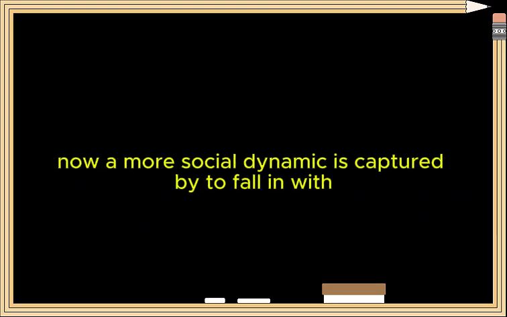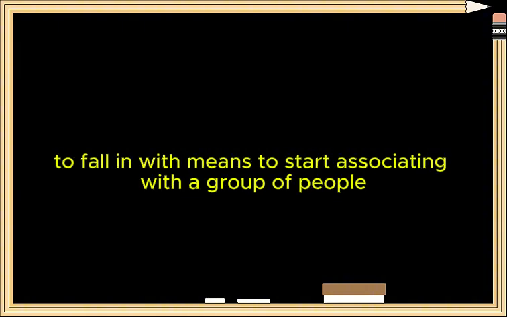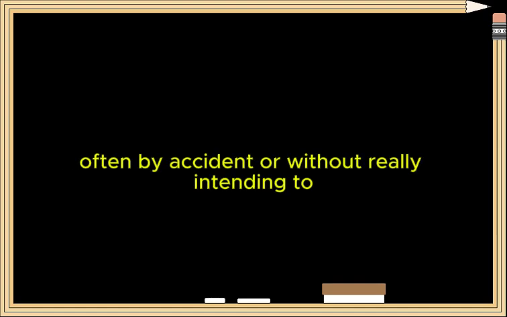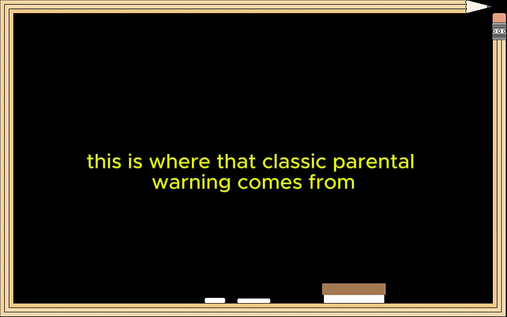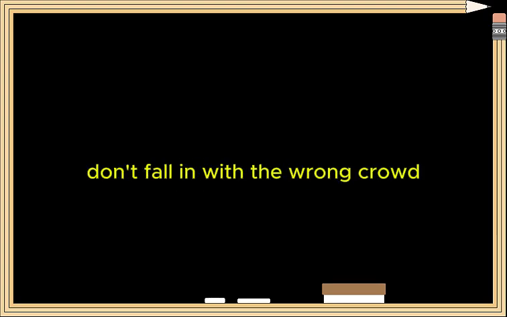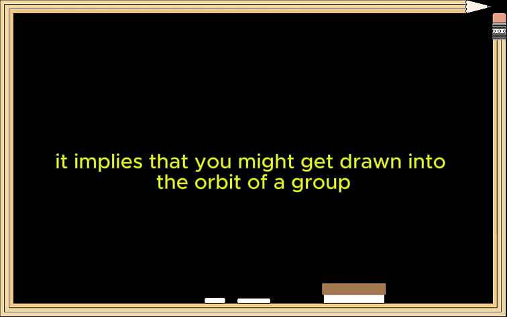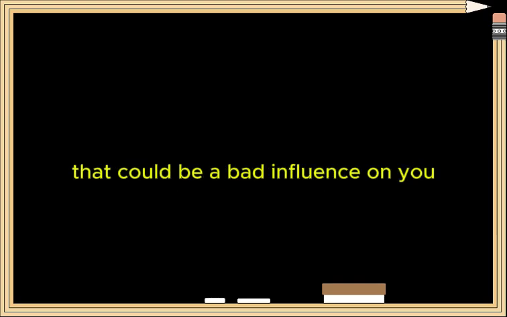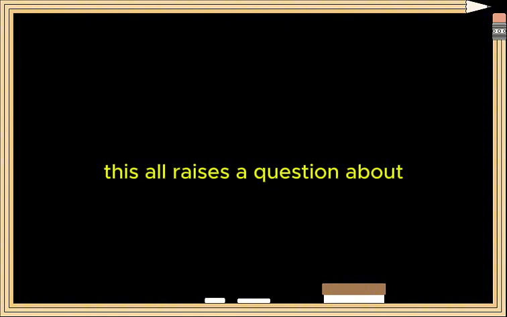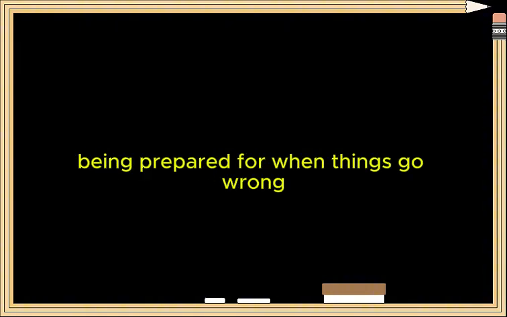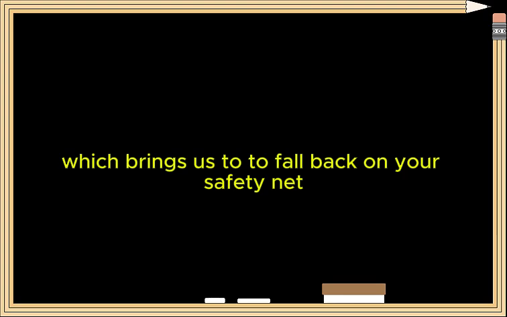Now, a more social dynamic is captured by to fall in with. To fall in with means to start associating with a group of people, often by accident or without really intending to. This is where that classic parental warning comes from, right? Exactly. Don't fall in with the wrong crowd. It implies that you might get drawn into the orbit of a group that could be a bad influence on you. Okay, now, this all raises a question about being prepared for when things go wrong, which brings us to fall back on. Your safety net.